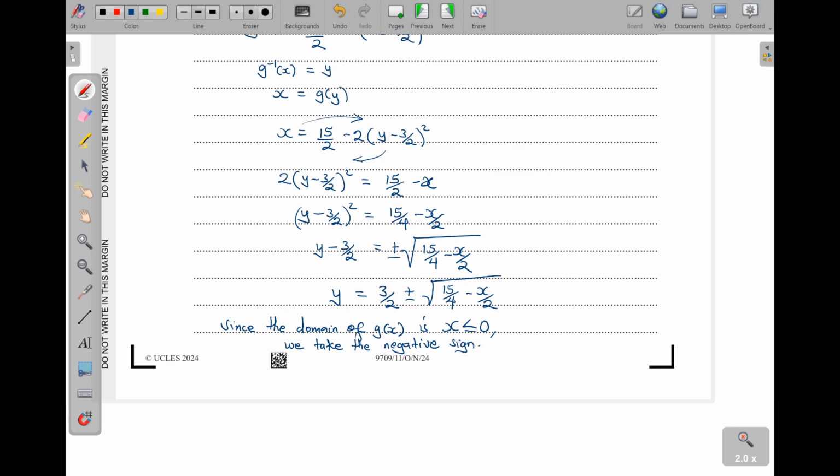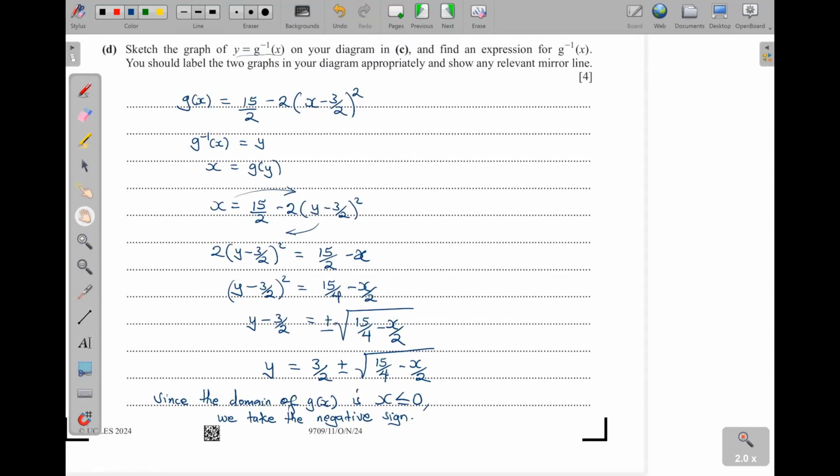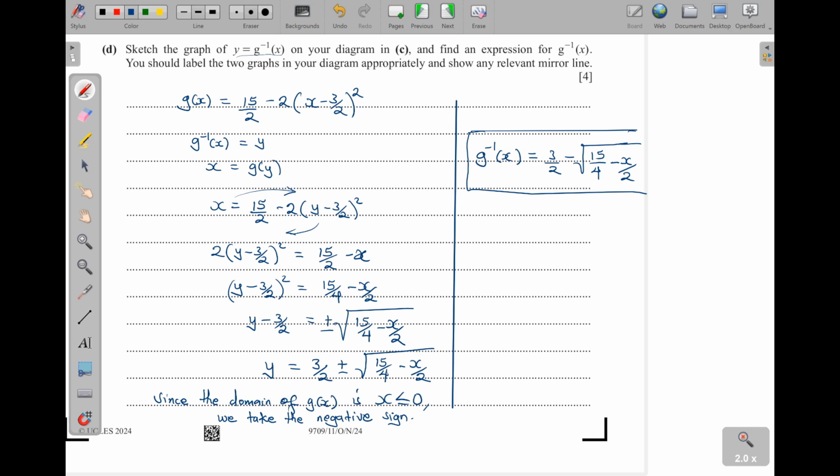Okay, so you can now conclude and you say that the G inverse of x is equal to 3 over 2 minus the square root of 15 over 4 minus x over 2. So that is our answer there.